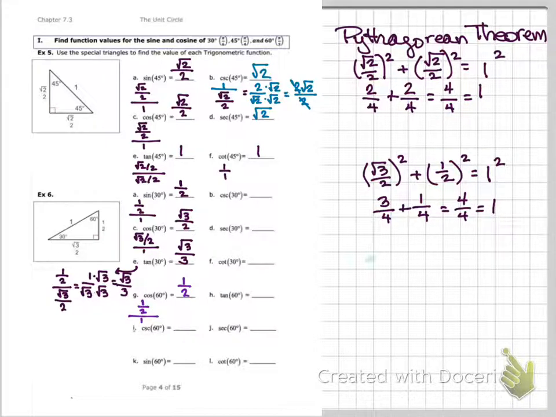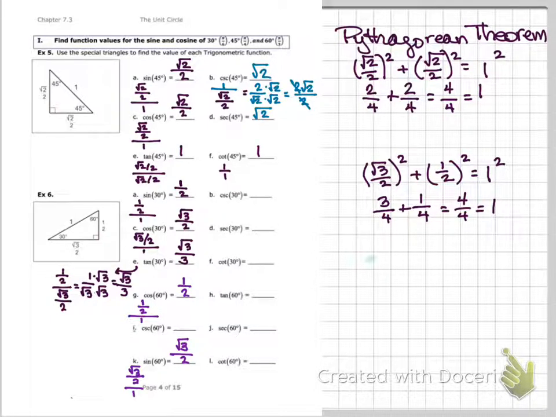Okay. We have things in a bizarre, strange order here. I'm going to go down to K really quick. I don't realize that was all funky. Okay, so the sine of 60 should equal the cosine of 30. And if we take a look at our triangle, opposite the 60-degree angle is that square root of 3 over 2. Hypotenuse is still 1. So I get square root of 3 over 2. All good.